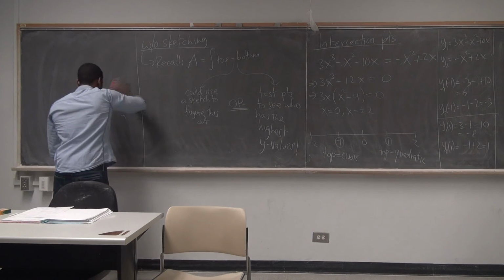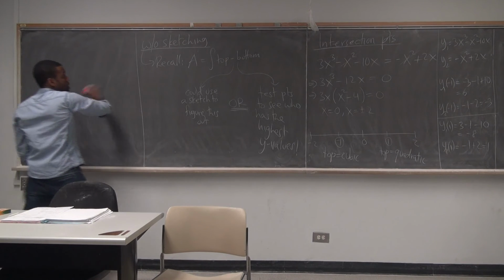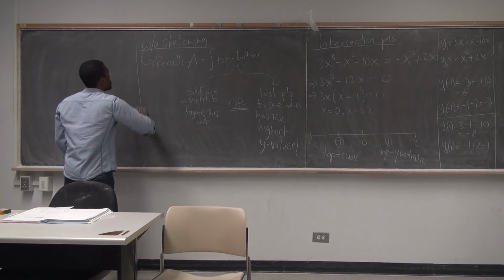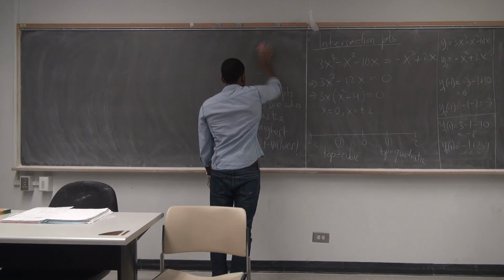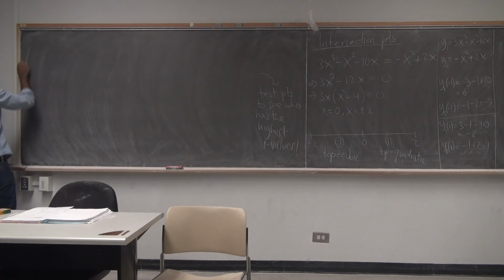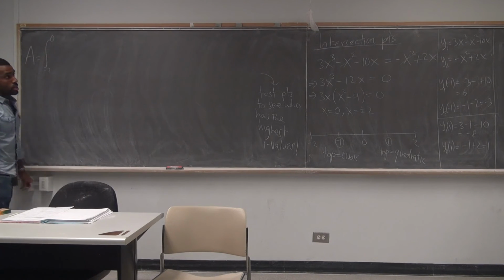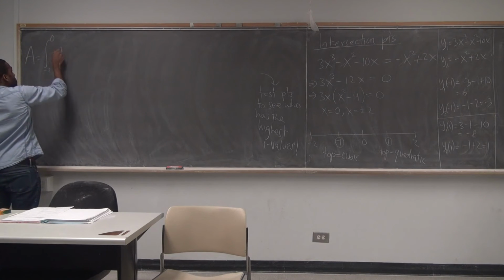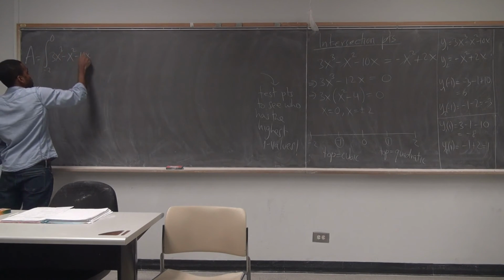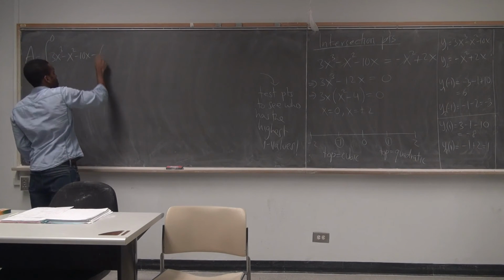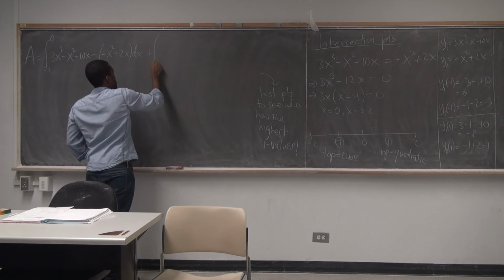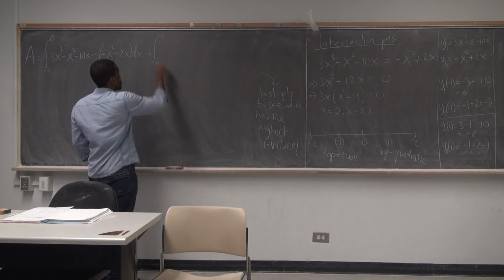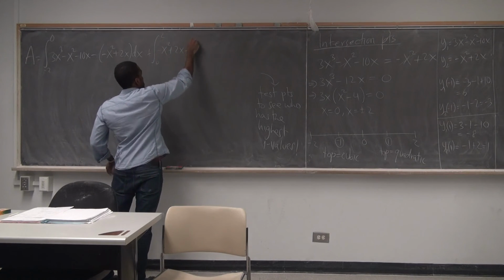And with that being said, I'll now be able to figure out my error. My error is going to be between minus 2 and 0. It's going to be the cubic function minus the other function. Plus, from 0 to 2, it's going to be the quadratic function minus the cubic function.